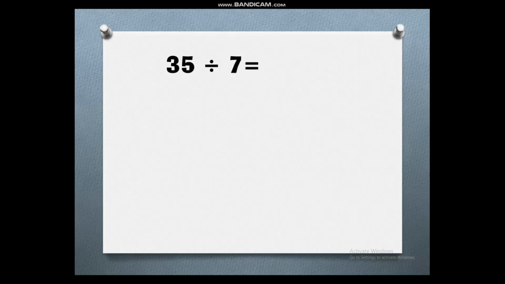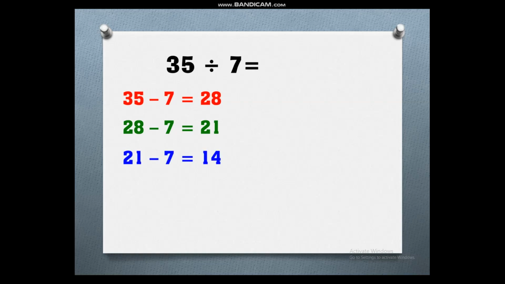Now here, let us do it with one example. 35 divided by 7. Here we are going to subtract 7 again and again, and let us see how many times do we subtract 7 to get the answer. Okay, so we are subtracting 7 from 35 and we get 28. Now 7 is again subtracted from 28 and we get 21. 7 subtracted from 21 and the answer is 14. 14 minus 7 is 7. Now 7 again is subtracted from 7 and we get a 0.